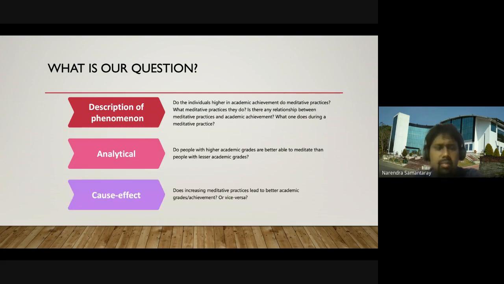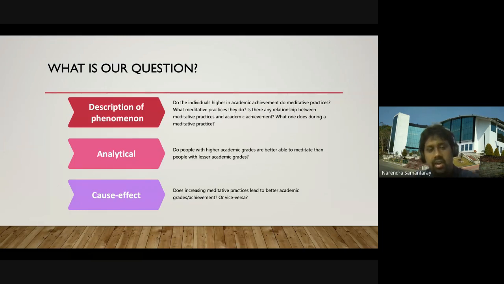The third kind might be questions related to cause and effect. Does increasing meditative practice lead to better academic grades or achievement, or vice versa? Say, if a person who is better in academics can do better meditation or meditative exercises. Here I'm trying to demonstrate cause and effect. So it all depends upon the question. If the questions are mostly descriptive in nature, we'll choose a specific research design. If the questions are analytical in nature, we'll choose a specific design. If the questions are related to cause and effect, we'll choose specific designs.